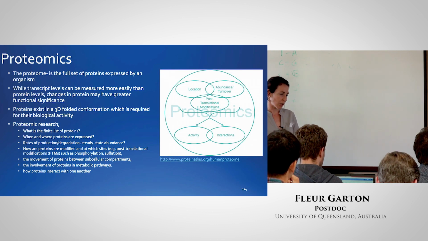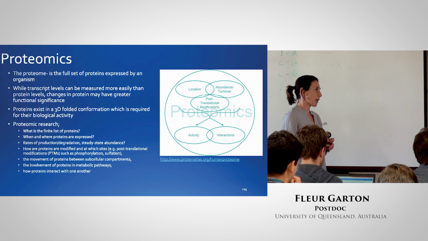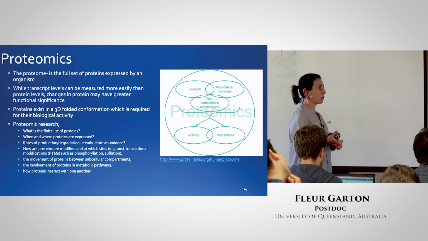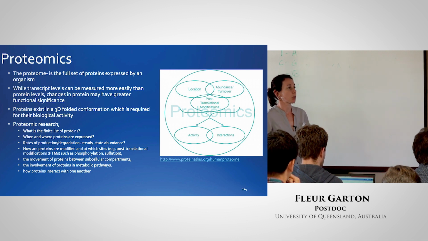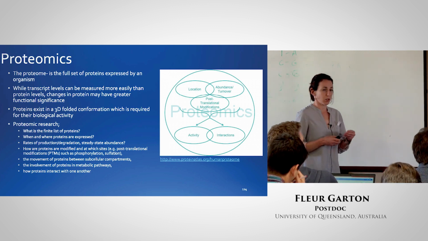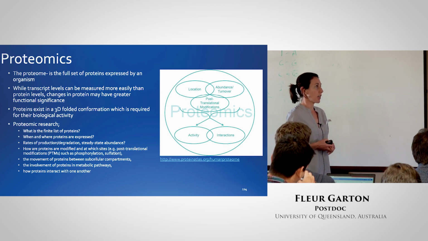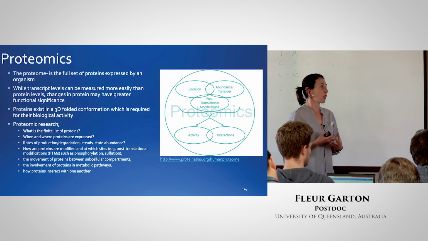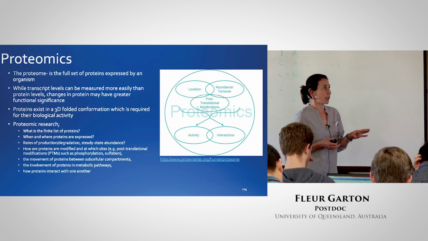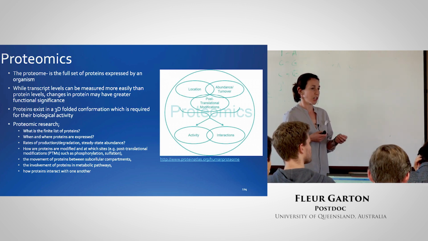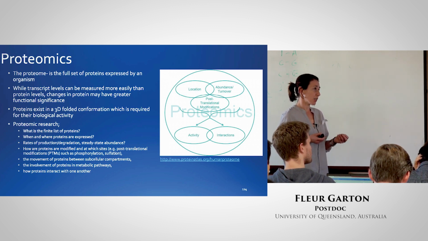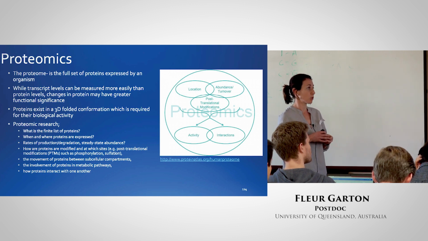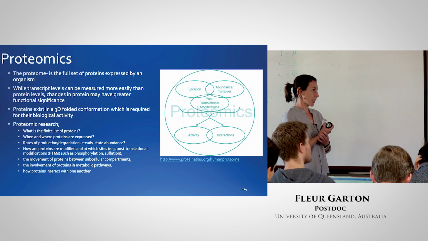So the last two sections I'll talk about are proteins and metabolomics. Proteomics is the study of the proteome, which describes the full set of proteins expressed by an organism. When I was talking about microarray and RNA-seq, these are actually measuring transcript levels, and these are a lot easier to measure than protein levels. But changes in protein could have more or greater functional significance. Proteins exist in a 3D folded conformation, which is required for their biological activity.